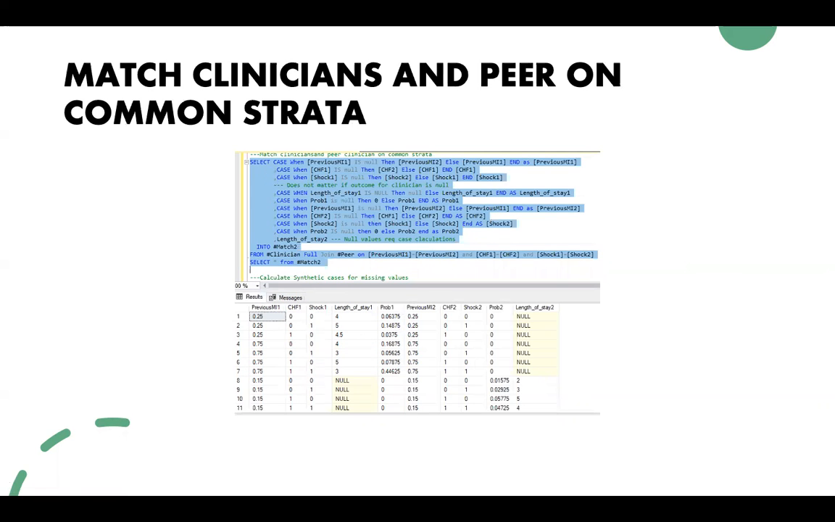And so we have to join both tables, we have to match both tables to look at the table as a whole and match them based on their morbidity, which is the common strata. And that's what was done in this slide. This is like the extended version of the slide. And here, in this part, we are trying to calculate synthetic cases for missing values. And that was what was done here.